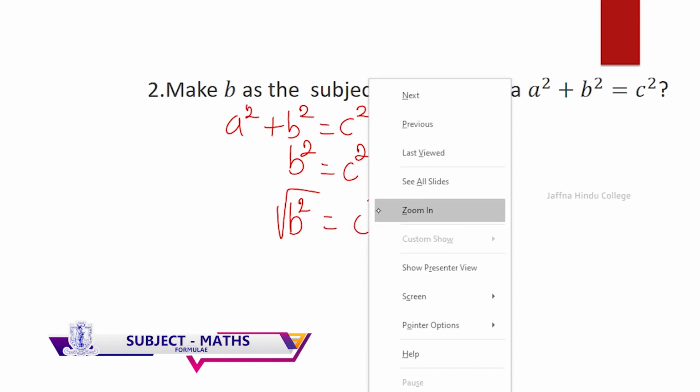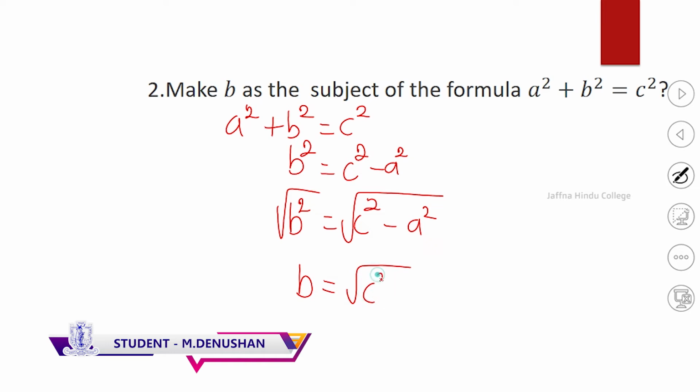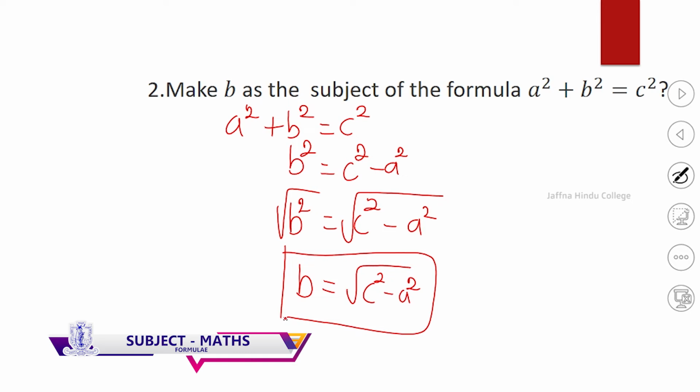Root of c squared minus a squared. By simplifying this, we can obtain b is equal to root of c squared minus a squared, with b as the subject. And here this is the answer. Now let's move to another question.